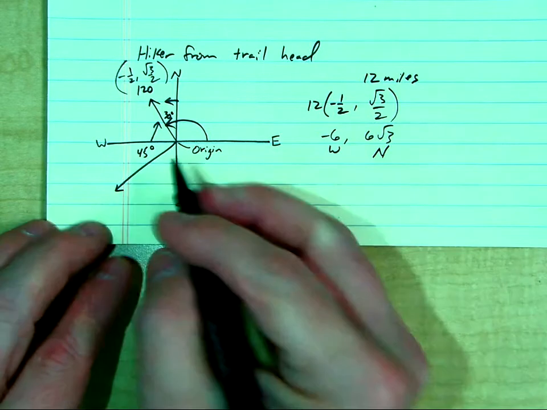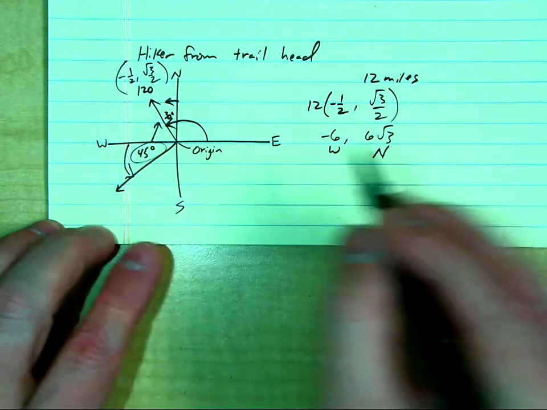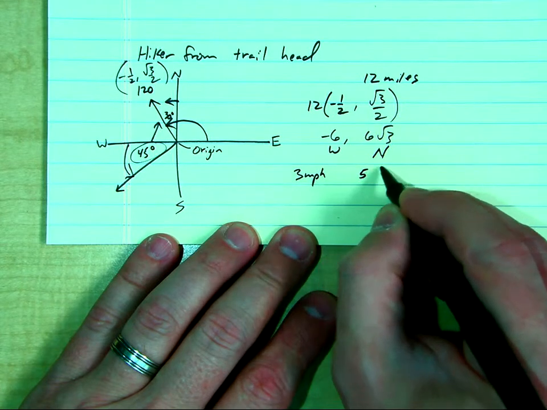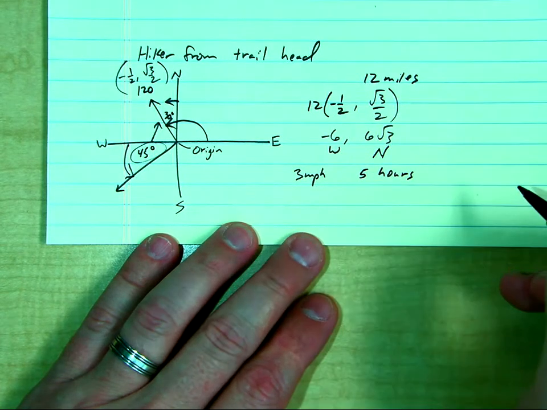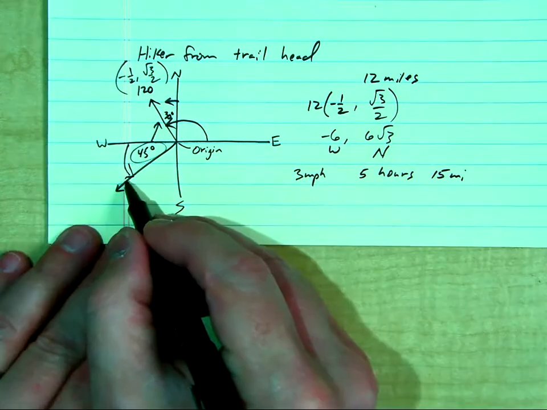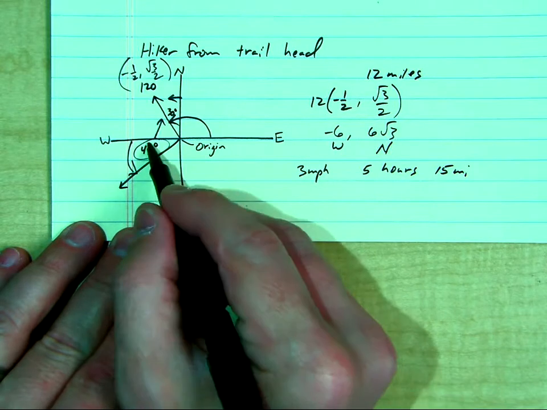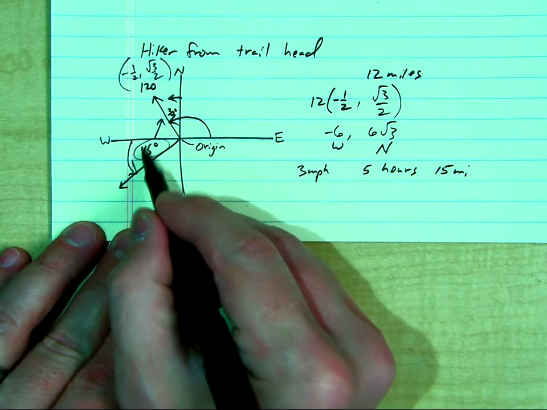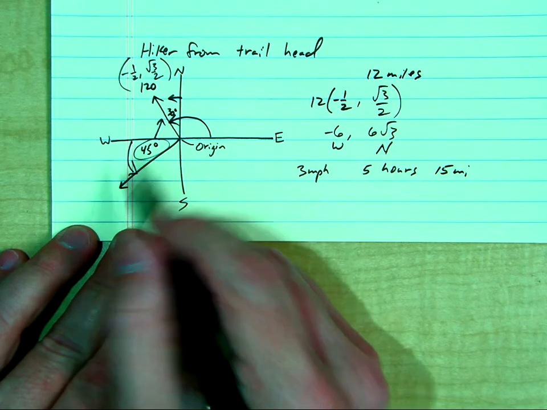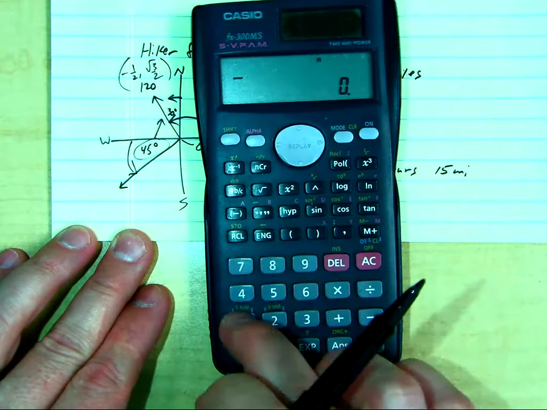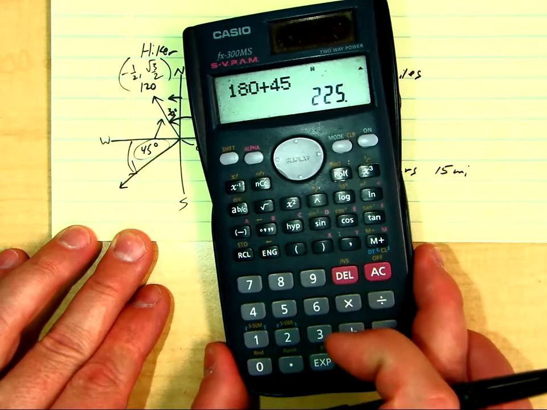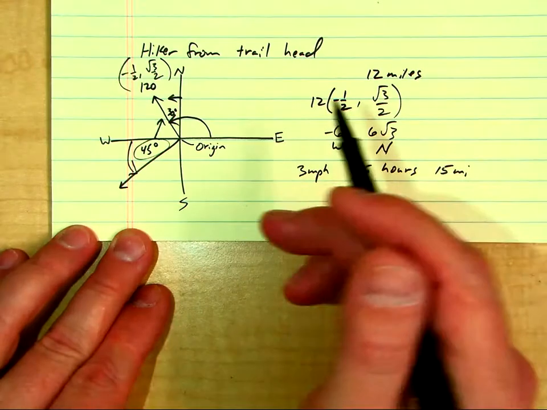Completely different question with a new angle right here. Let's say he walked at 3 miles per hour for 5 hours. How far did he walk? 15 miles. Do we know what the coordinates are for a reference angle of 45 down from the x-axis? What's going to be this angle measure? It's 225.